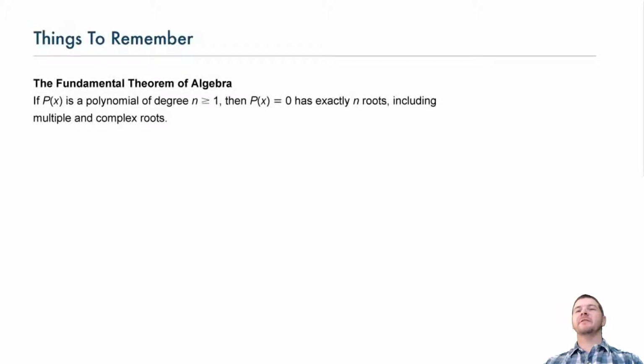Things to remember. The fundamental theorem of algebra. Remember that if p of x is a polynomial of degree n, with n greater than or equal to 1, then p of x equals 0 has exactly n roots, including multiple and complex roots.